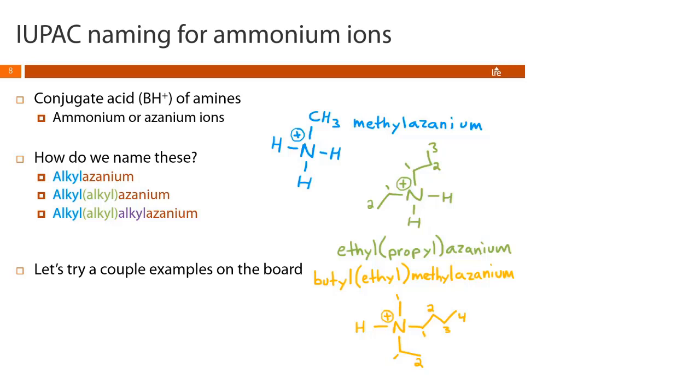Okay, so what if all of our carbon chains coming off of the nitrogen are the same? Well, as you would expect, we're just going to use the di or tri prefix as we always do. So for completeness, let's try one of those examples as well. Go ahead and pause this video and see if you can come up with a name for the azanium ion in purple here. Okay, so it looks like our nitrogen is attached to a pair of propyl groups. So that means the name of this ammonium ion would be dipropyl azanium.